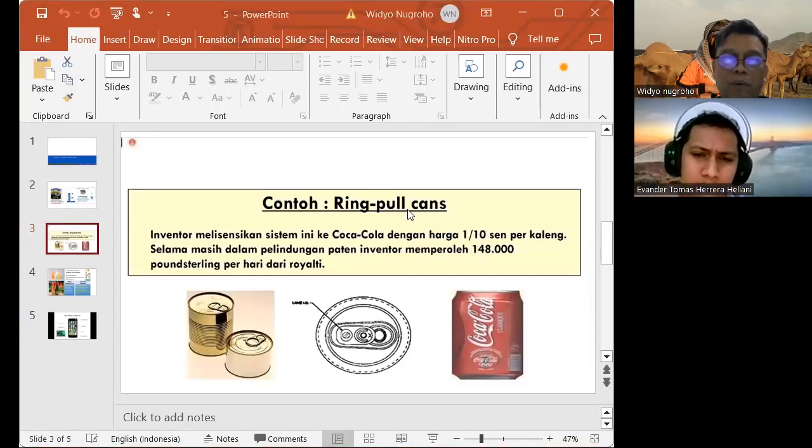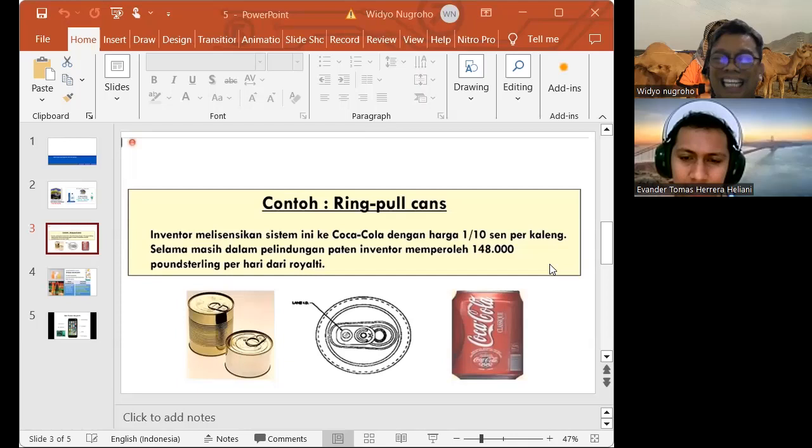Another example of increasing the value of a product due to intellectual property protection is the ring pull of Coca-Cola cans. The inventor of the Coca-Cola can has registered their invention with a patent, thus giving it value and protection. Not just anyone can use their invention for commercial purposes.